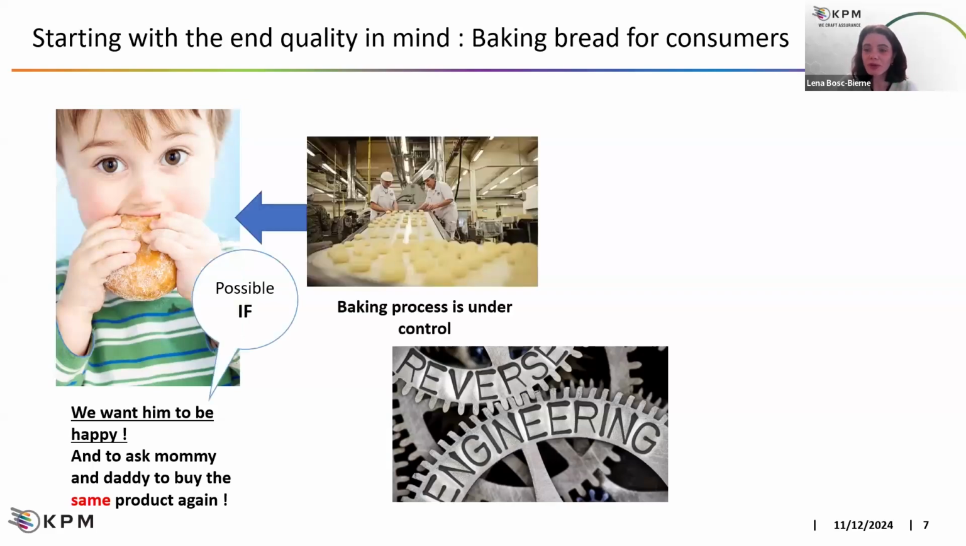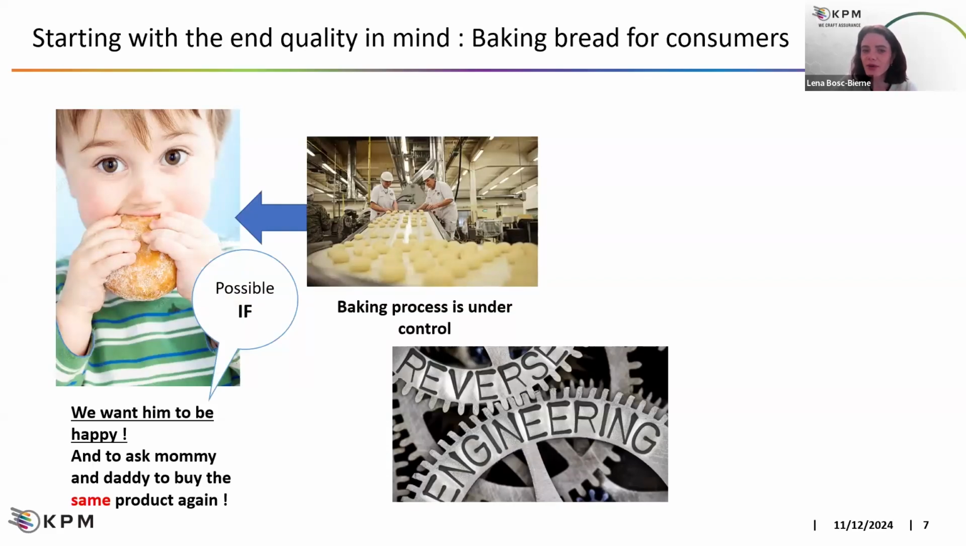To be able to always offer the same final product, it's possible if the baking process is under control. The baking process actually has a lot of variabilities inside. You have the machines, you have the human factor, you have the temperatures, you have the flour, of course, the raw materials, and so on. So a lot of things to control.